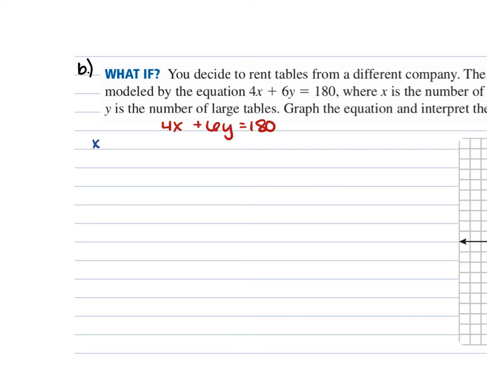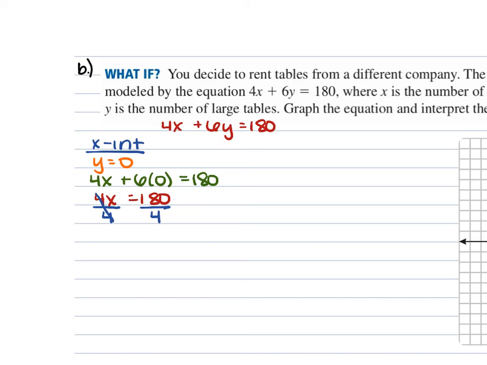We're going to find our x-intercept first. So we're going to plug in 0 for y. So this is going to give us 4x plus 6 times 0 is equal to 180. This then simplifies to just be 4x is equal to 180. We divide by 4. X is equal to 45, since 4 goes into 18 4 times with 2 left over, and 4 goes into 20 5 times. So that's just the ordered pair 45, 0.